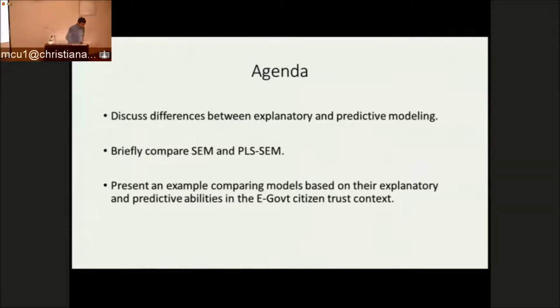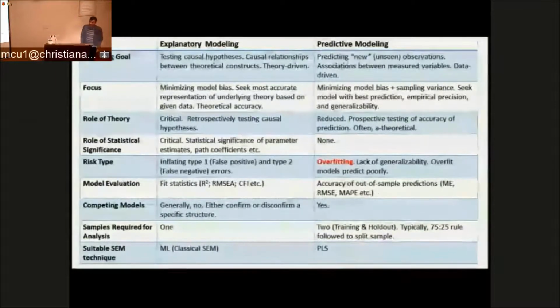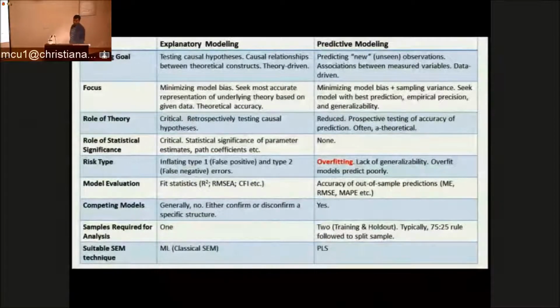So, I'm going to try really quickly to distinguish between explanatory and predictive modeling. What are the goals of them? What is the focus? What is the role of theory? I know there's a lot of information here, but I'm going to quickly talk about these things, just so that you have a sense of what is the difference between explanatory modeling and predictive modeling and how PLS fits into the picture.